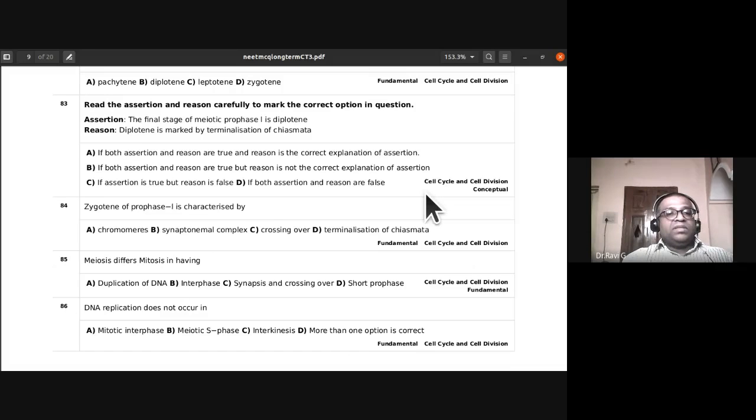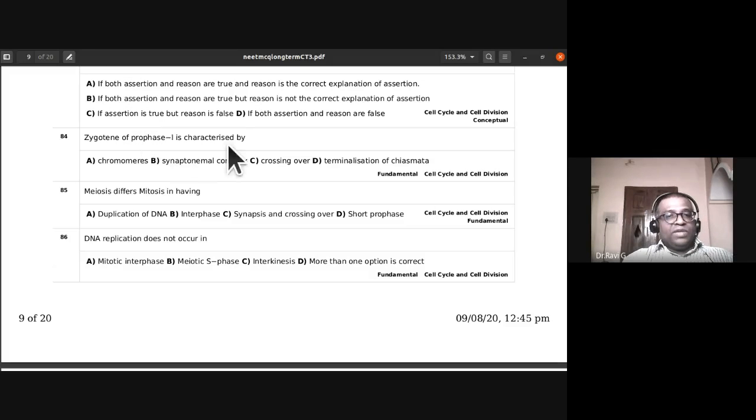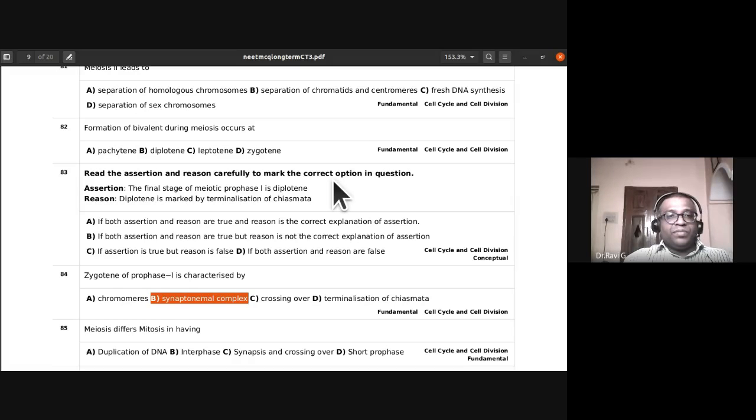83rd. Zygotene of prophase 1 is characterized by synapsis, the synaptonemal complex. They are characterized by synaptonemal complex. Crossing over, you will notice it in the pachytene stage. Terminalization is diakinesis. Okay.